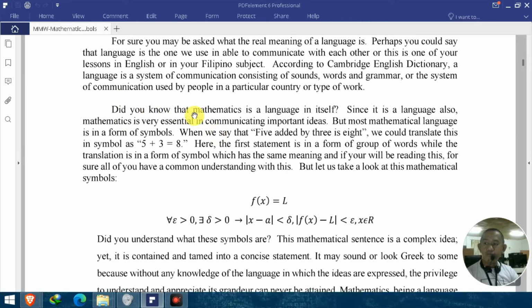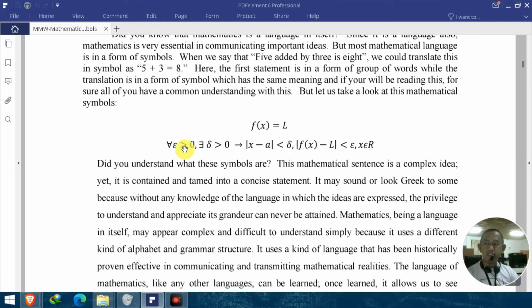Did you know that mathematics is a language in itself? Since it is a language, mathematics is also very essential in communicating important ideas. Most mathematical language is in the form of symbols. For example, when we say 5 added by 3 is 8, we can translate that as 5 plus 3 equals 8. This is a translation from words to a mathematical phrase. The first statement is in the form of groups of words, while the translation is in the form of symbols.